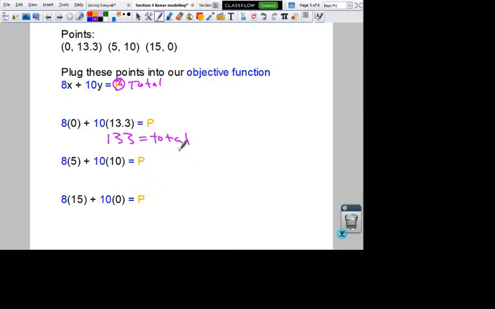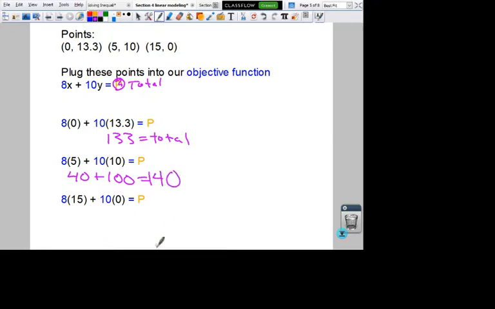Okay? Let's try if we buy 5 Roma, 10 cherry. What's 8 times 5? 40. What's 10 times 10? 100. 40 plus 100 is? 140.